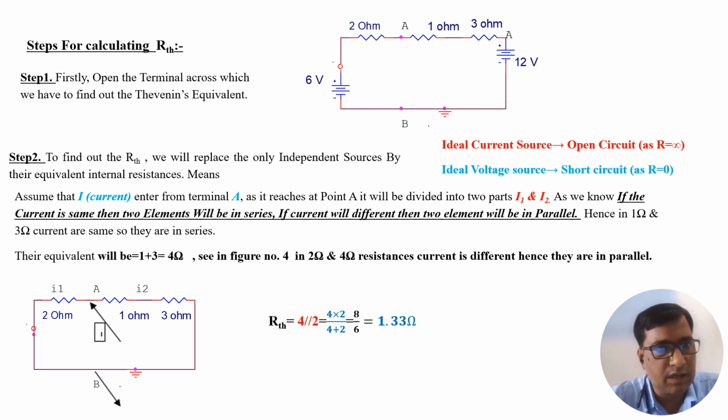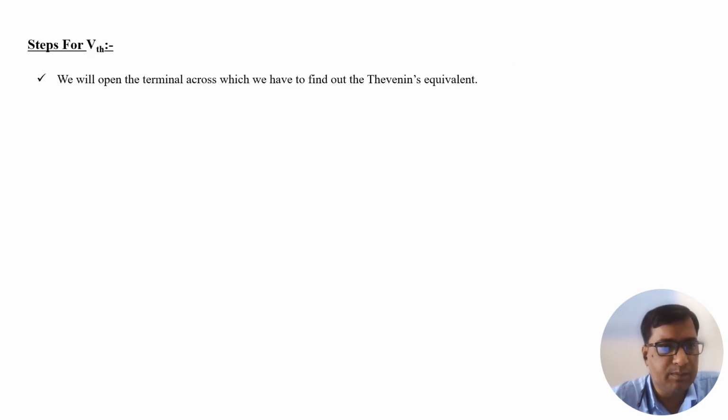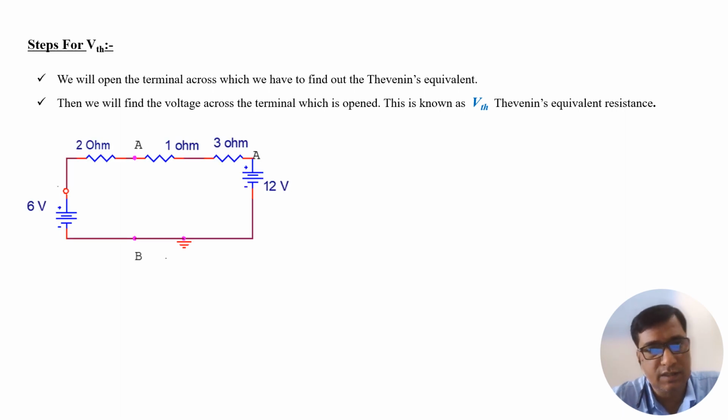Now we have to go for the calculation of the Thevenin's equivalent voltage. We will do the same thing. We will open the terminal across which we have to find the Thevenin's equivalent, then we will find the voltage across the open terminal. This is known as VTH, or Thevenin's equivalent voltage, or open circuit voltage. The circuit will be the same as we discussed previously. So AB will be open circuited, and we have to find the voltage of AB.